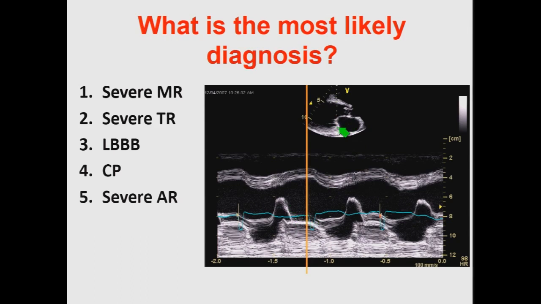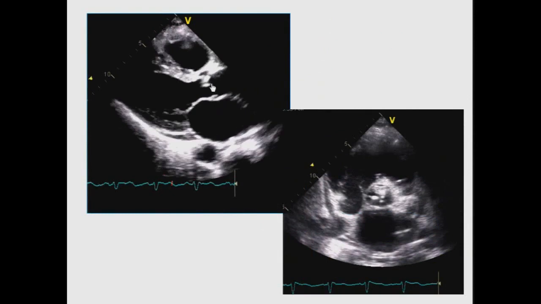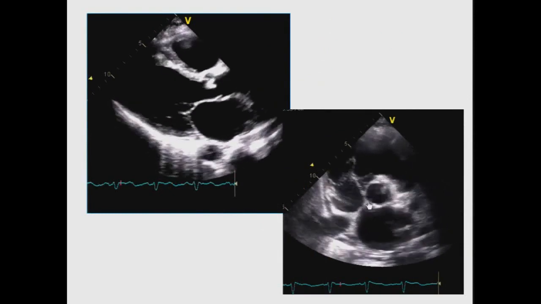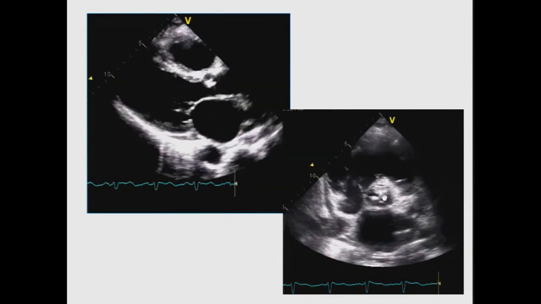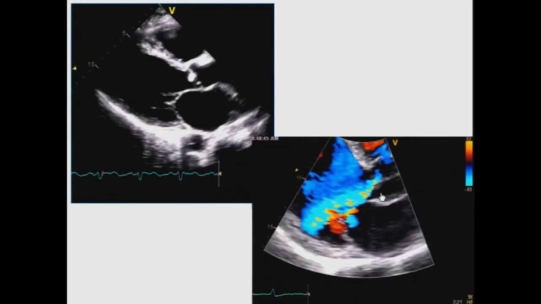Now, I showed this to our fellows, and I think some of them were fooled by this structure back here, which is actually just part of the mitral apparatus and posterior left ventricular wall. But this shows that there is clear-cut early closure in a patient, as I'll show you, who has severe aortic regurgitation from multiple vegetations and complete destruction by staph aureus of the aortic valve.